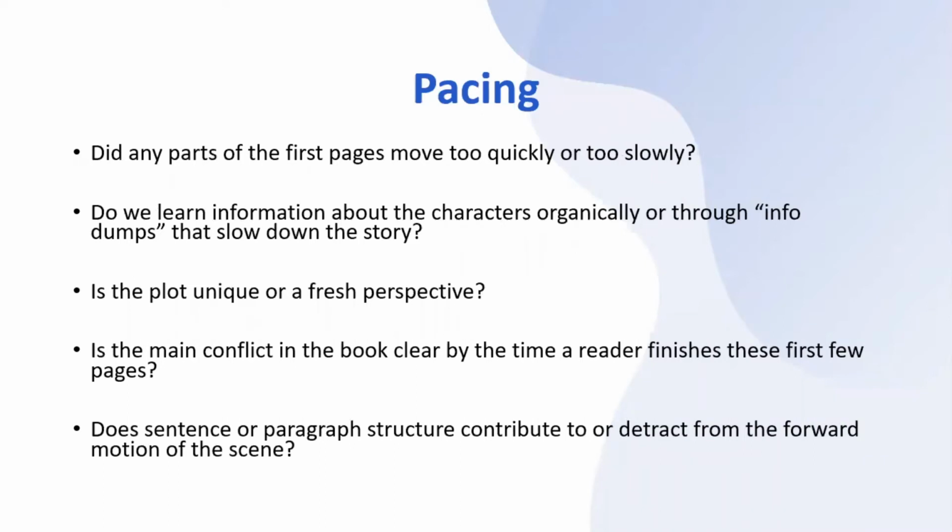Category number 2 is pacing. So again, you're going to leave a score 1 to 5 and then feedback. So some things to think about. Did the first 5 pages move too quickly, or did it move too slowly? Are you learning information about the characters organically, or are there some, you know, paragraph long info dumps?